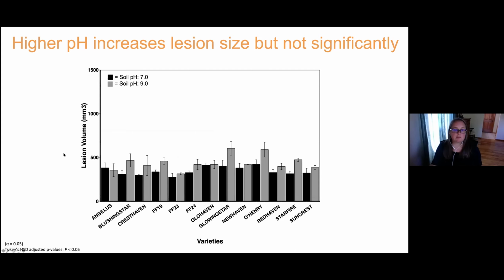So then we also wanted to look at the pH. So basically the black bars are pH 7, and the gray bars are pH 9. And what we found is that there's little effect of pH, which is great news for the growers because it's really difficult to manage pH stress in the field. They can use these sulfur burners, which they sometimes use, but it doesn't necessarily look like peach trees are responding to that type of stress. Having a higher pH doesn't necessarily cause larger lesions to form. It does for some cultivars, but not others, and none of them were significantly different. There was a lot of variation across those treatment groups.